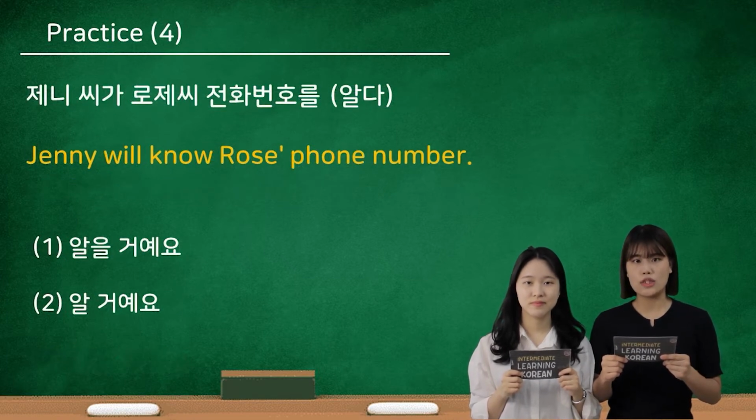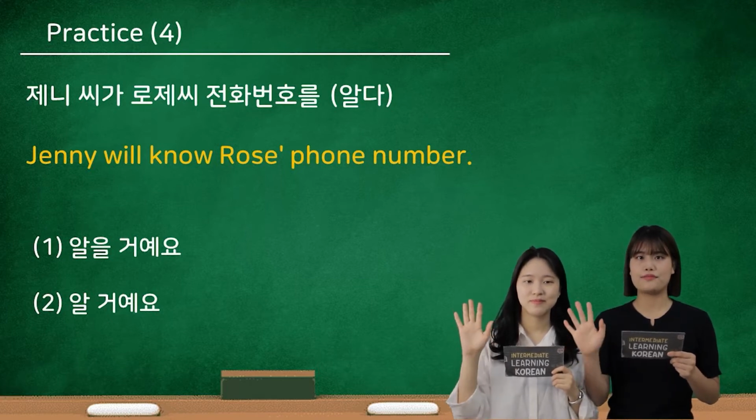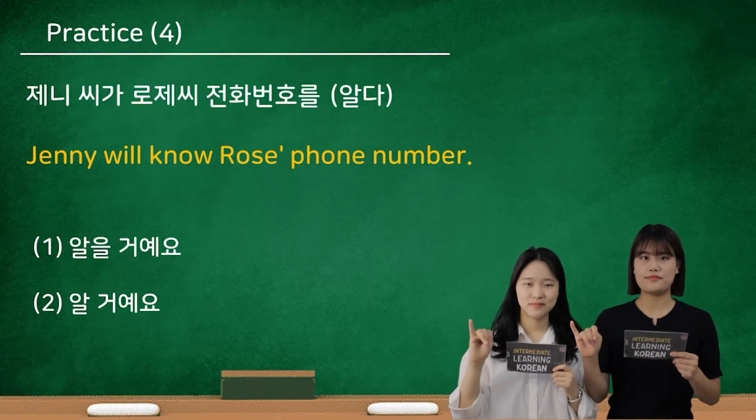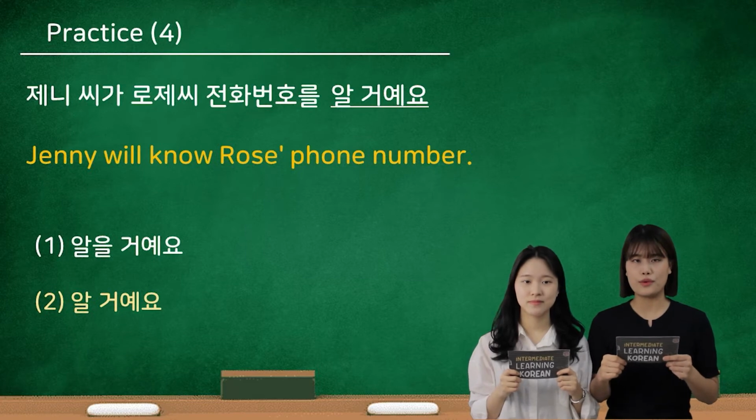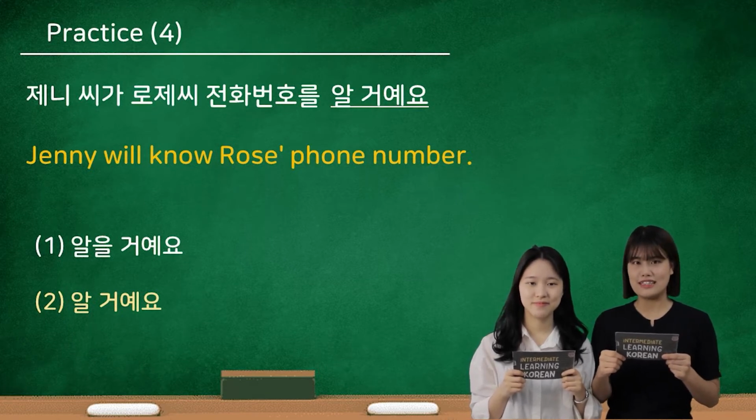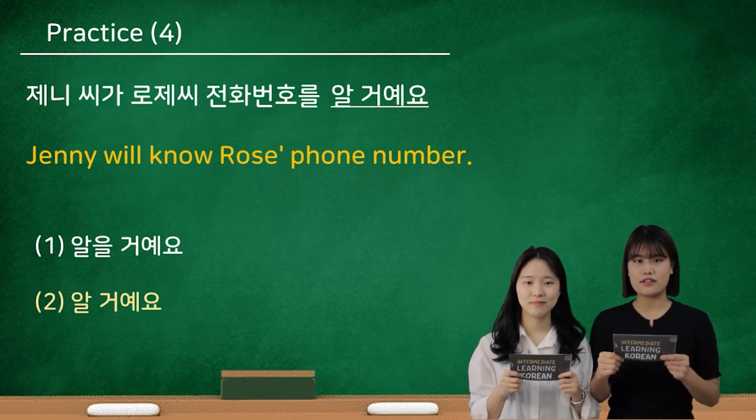제니 씨가 로제 씨 전화번호를 알다. What should we change 알다 to? I'll give you 5 seconds. Yes, the correct answer is 알 거예요. When we remove 다 from the verb 알다, we can use 거예요 because there is a final consonant ㄹ. This is the exception case we learned earlier.